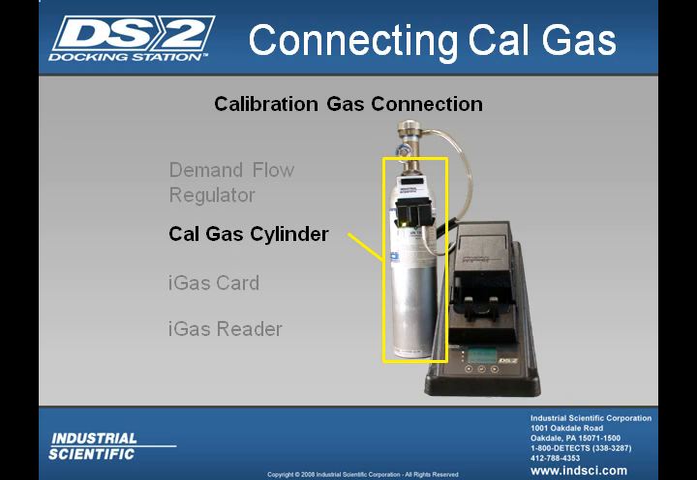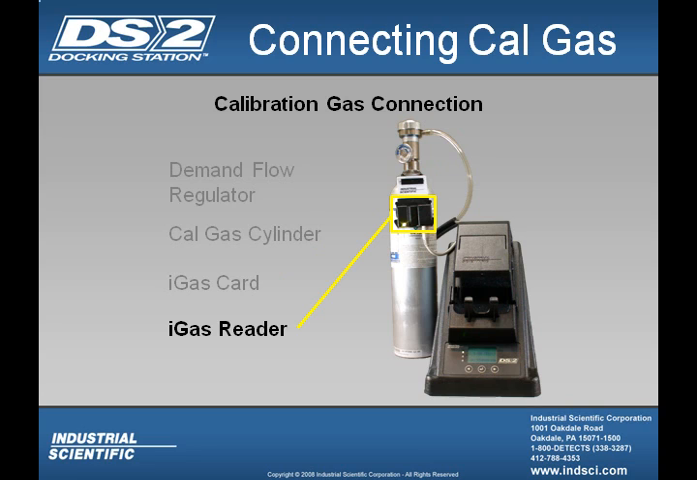You also have, of course, your calibration gas cylinder, and every calibration cylinder has an iGas card. Encoded on the card is the expiration date of the cylinder, the lot number of the cylinder, and the gas concentrations inside that cylinder. And if utilized, you have an iGas reader.